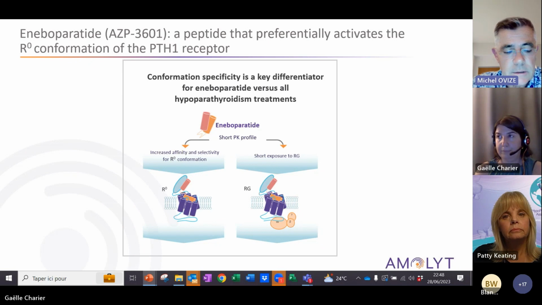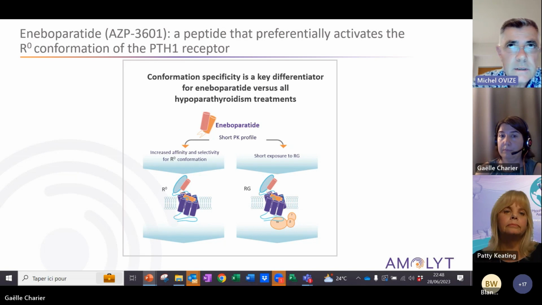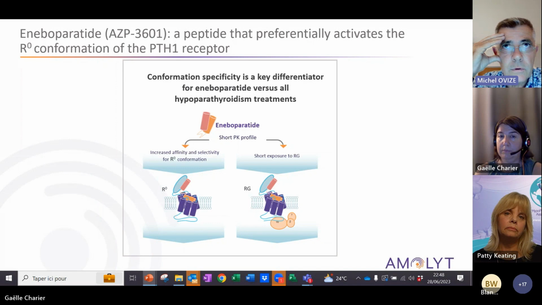And obviously, postmenopausal women have, beyond the hypoparathyroidism disease, this tendency to have a progressive fragilization of the bone due to osteopenia and osteoporosis. Any drug you are administering for your disease that has a side effect or an effect on bone is to be taken into account.